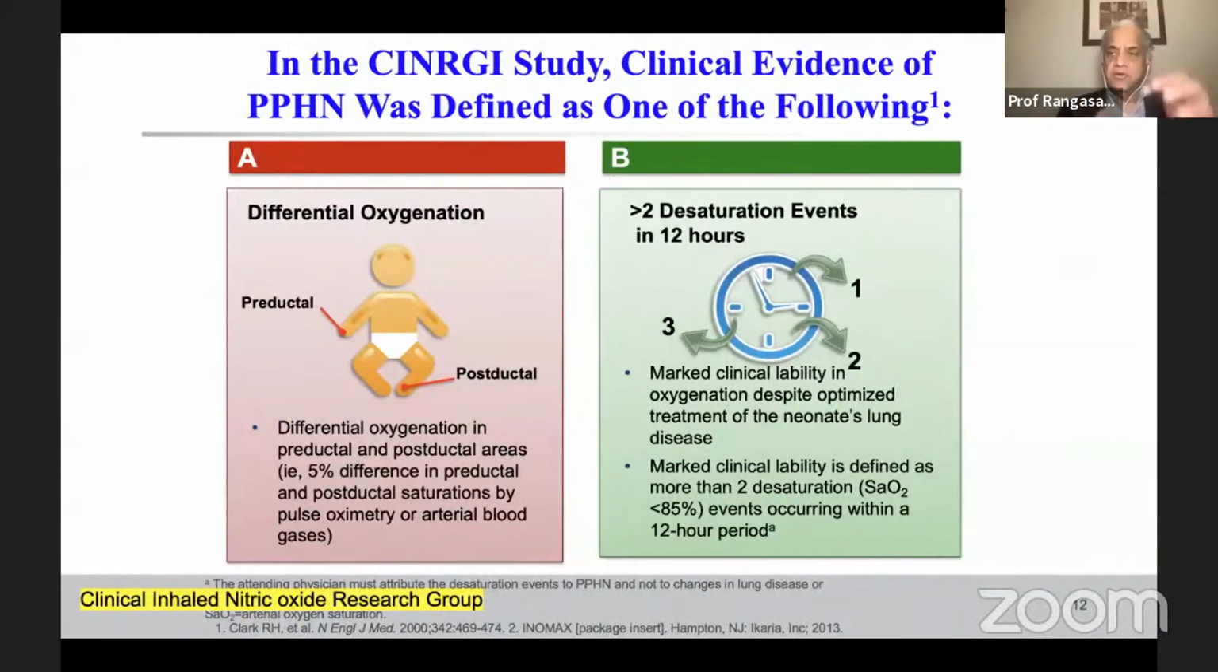If the baby is shunting also through the PFO, you may not find any difference between pre and post. So presence will help you. If it is absent, it doesn't rule out that the baby is having a right to left shunt. Another definition they used in the study of inhaled nitric oxide for late preterm and term babies is two desaturation events in a 12-hour period, that is saturation dropping below 85, events occurring within 12 hours of observation or monitoring.